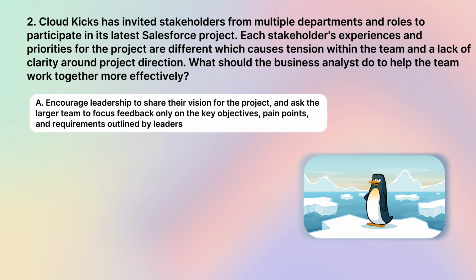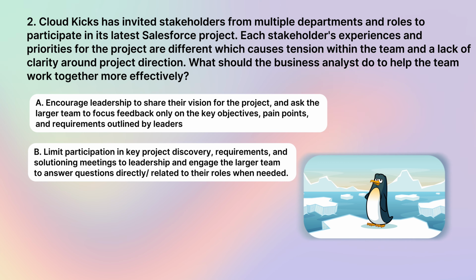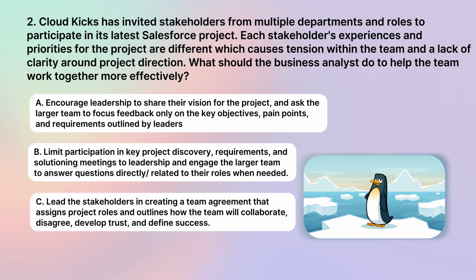A. Encourage leadership to share their vision for the project and ask the larger team to focus feedback only on the key objectives, pain points, and requirements outlined by leaders. B. Limit participation in key project discovery, requirements, and solutioning meetings to leadership, and engage the larger team to answer questions directly related to their roles when needed. C. Lead the stakeholders in creating a team agreement that assigns project roles and outlines how the team will collaborate, disagree, develop trust, and define success.